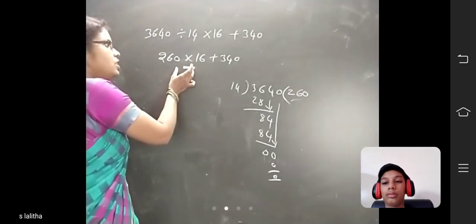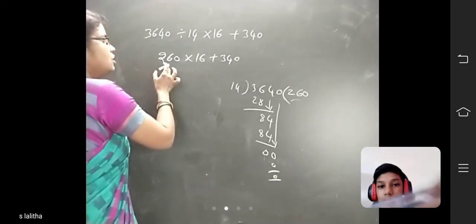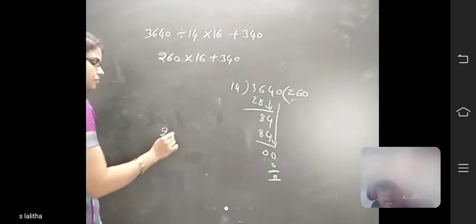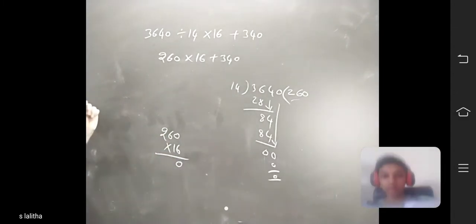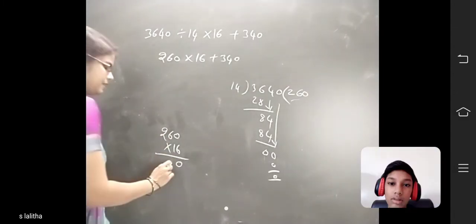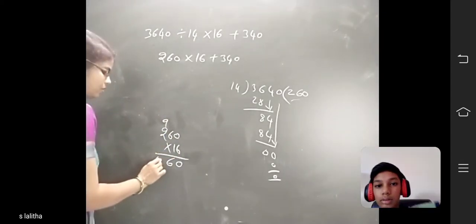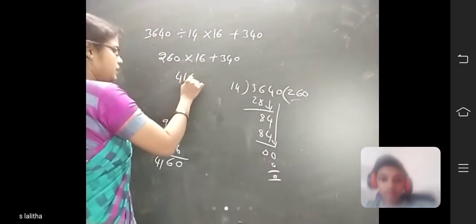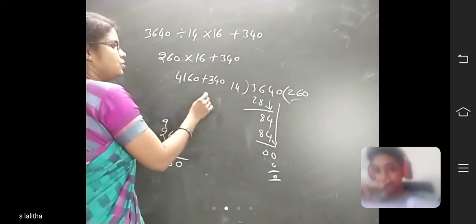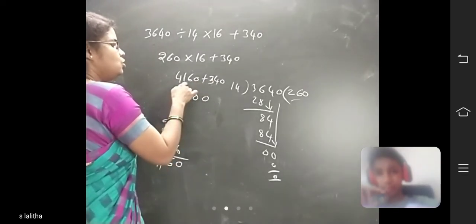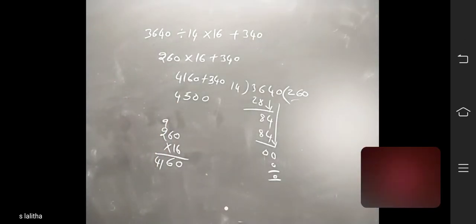Now, first what should you do? Multiplication or addition? Multiplication you should do first. So 260 into 16. How much? 16 6s are 96. 16 twos are 32 plus 9, 41. So 4160 plus 340. Add these two. 0. 6 plus 4, 10. 2 plus 3, 5. So 4500 is the answer. Did you understand?